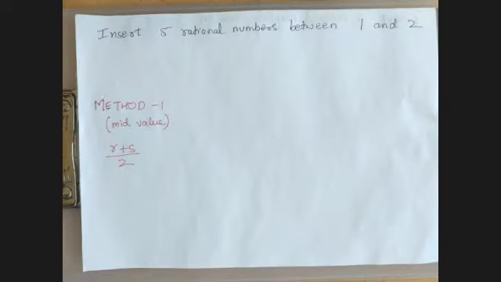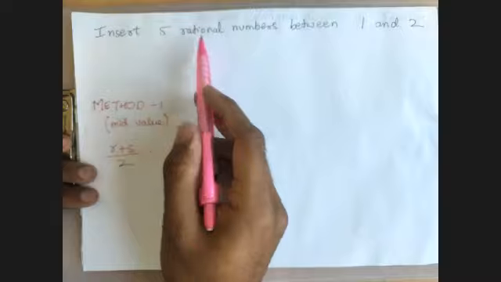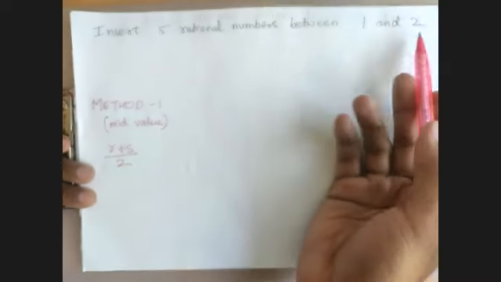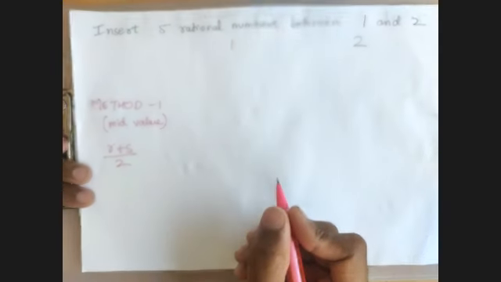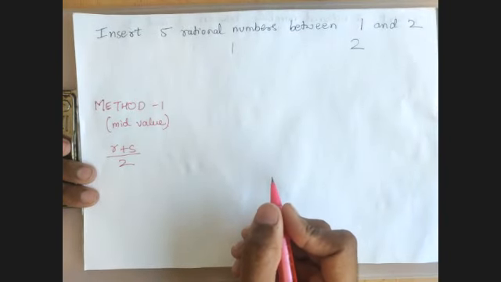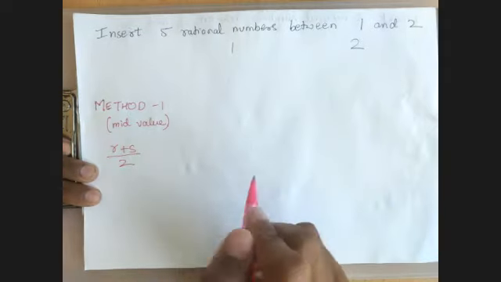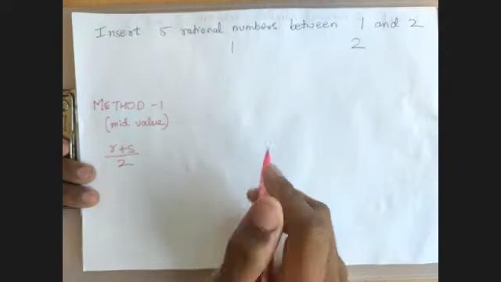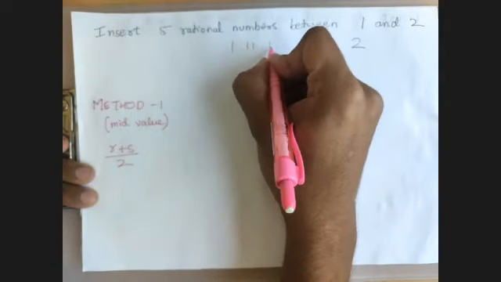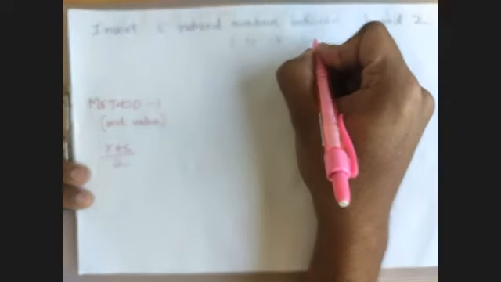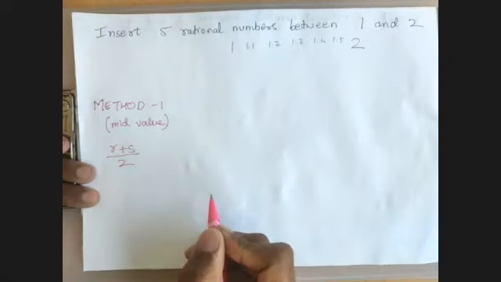Now let us go for a new type of problem. Insert 5 rational numbers between 1 and 2. That means I have 1 and 2, and they are asking me to insert 5 rational numbers in between them. I know that there are infinite numbers, so I can insert any number. I'll write 1.1, 1.2, 1.3, 1.4, 1.5. I inserted 5 rational numbers.